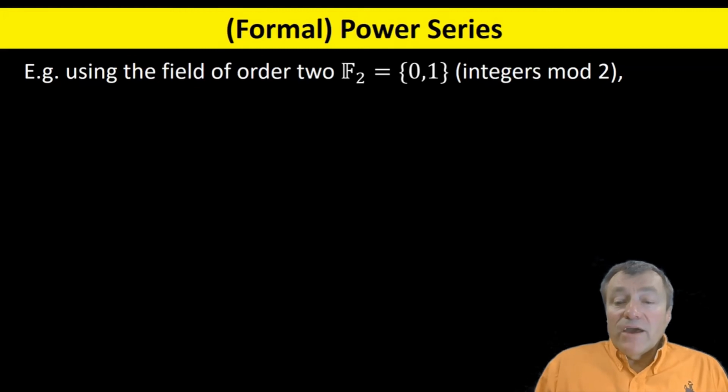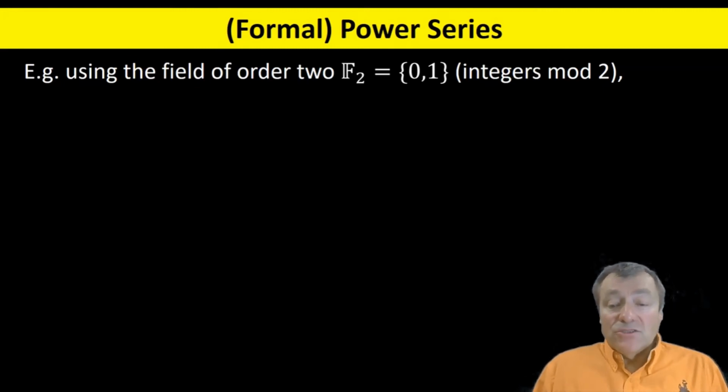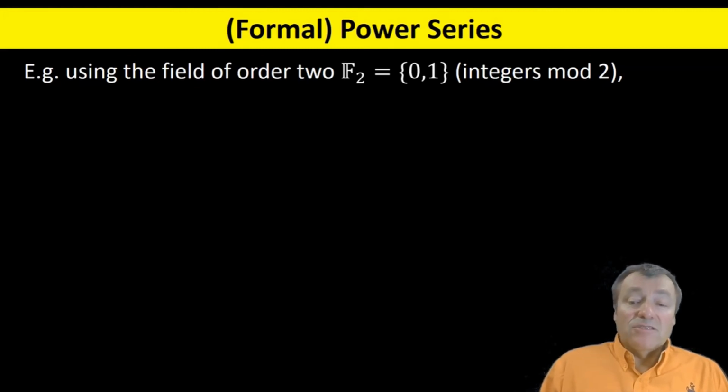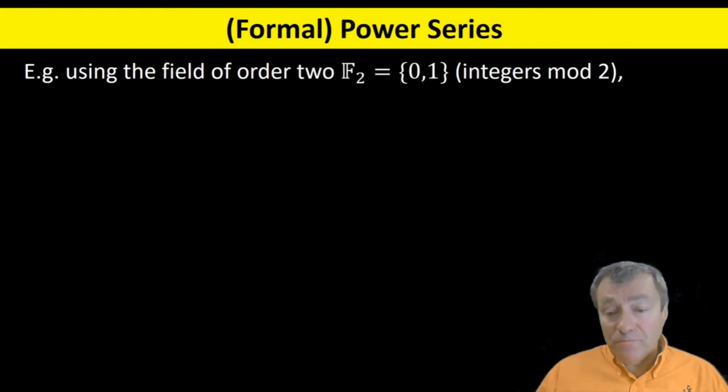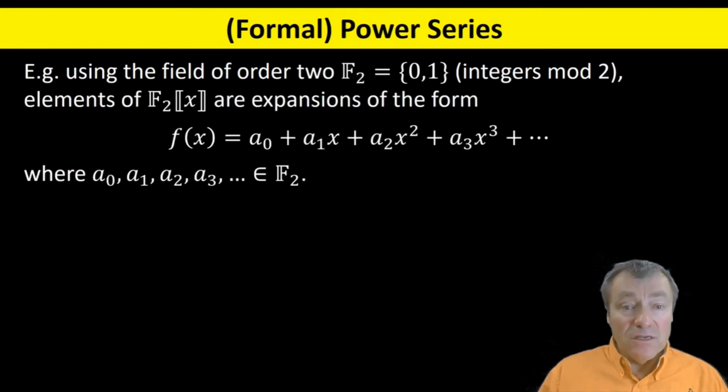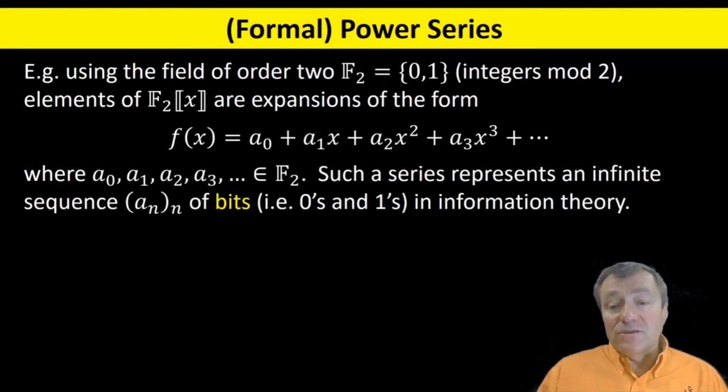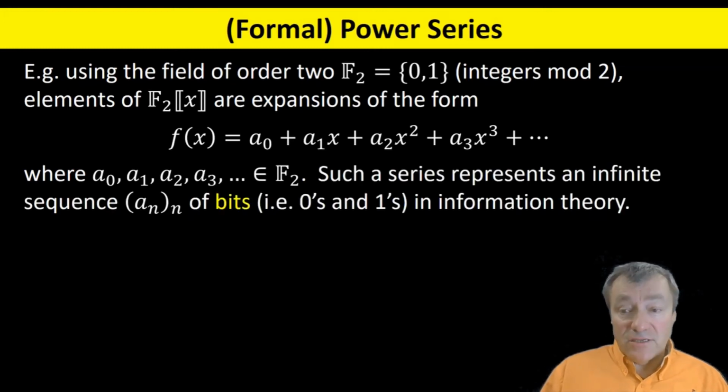Here's an example that leads to a very different application in, I would say, electrical engineering and information theory. So start with the field of order 2, which I always denote as F2. These are going to be my coefficients for my series. So now I have the ring, power series in x with coefficients in the integers mod 2. So all the coefficients are zeros and ones. So where do such power series arise?